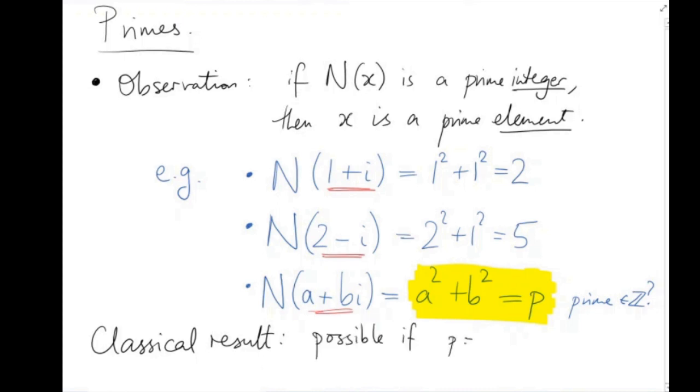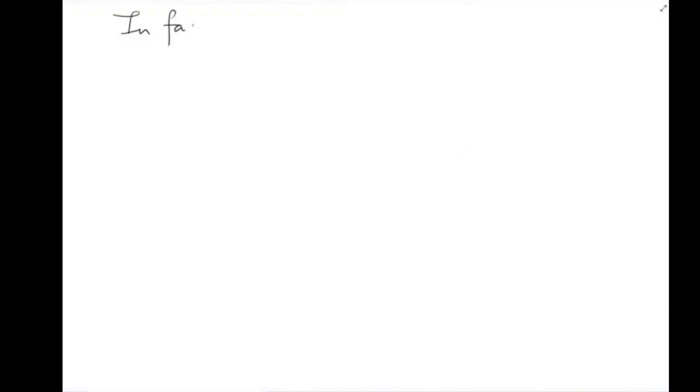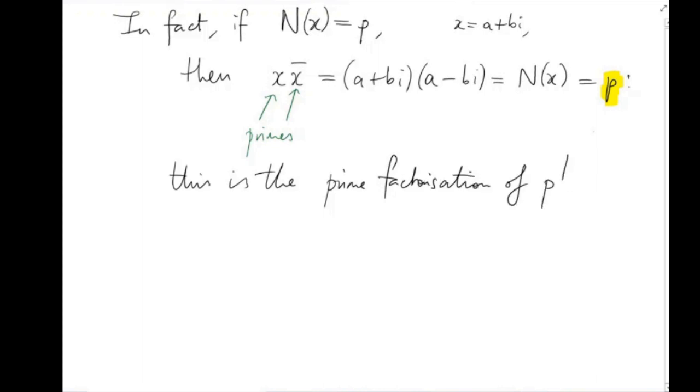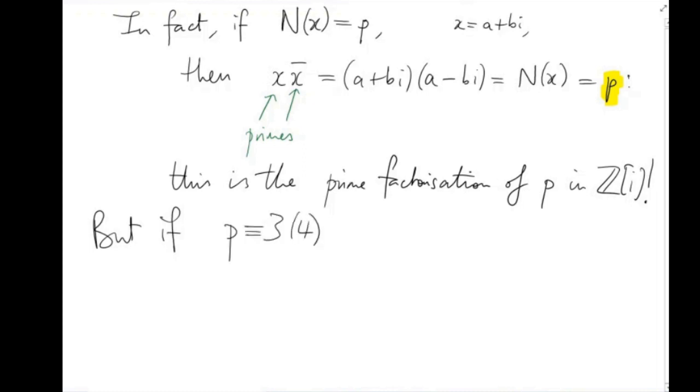A prime number p is a sum of two squares if and only if it's 2, or it is equal to 1 mod 4. So, if p is 2 or it's 1 mod 4, then there exists some x in Z[i] such that the norm of x is p. In fact, in this case, p equals x times x bar, and x and x bar are both prime elements. This is the prime factorization of p inside Z[i]. But, if p is a prime integer that is 3 mod 4, then there doesn't exist an x with the norm of x equal to p.